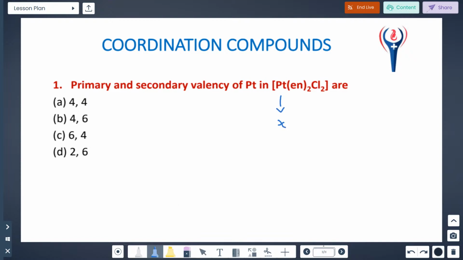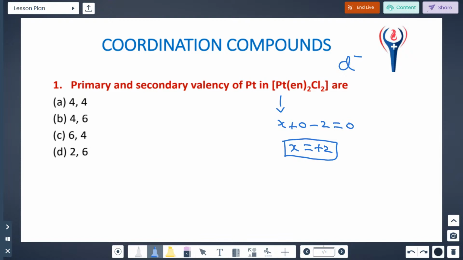So here platinum I considered X. En is a neutral ligand, so 2 into 0, I put 0. Chlorine is a negative ligand. For one chlorine, charge is minus. Here 2 chlorine, so minus 2 is equal to 0. So X is equal to plus 2. So primary valency is nothing but 2.